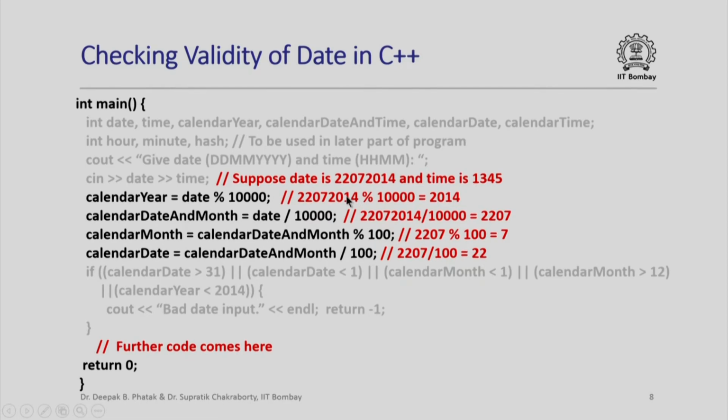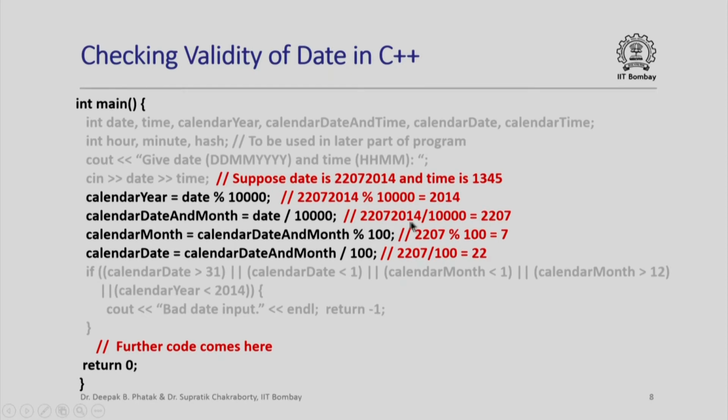Now given an integer like this, if we take its remainder when divided by 10 raised to 4, we will get the last 4 digits, which is the year. So that is what I have done here using the percent or the remainder operator, and the quotient will be the date and month part of it.